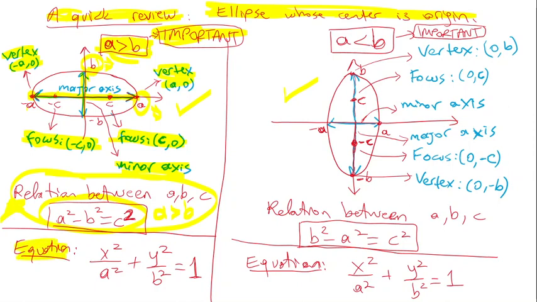The equation of this type of ellipse will be x squared over a squared plus y squared over b squared equals 1. So this is the x-intercept of the ellipse, and this is one of the y-intercepts of the ellipse. A and B are the x and y-intercepts, and you take the squares and put them under x squared and y squared, and you get the equation.